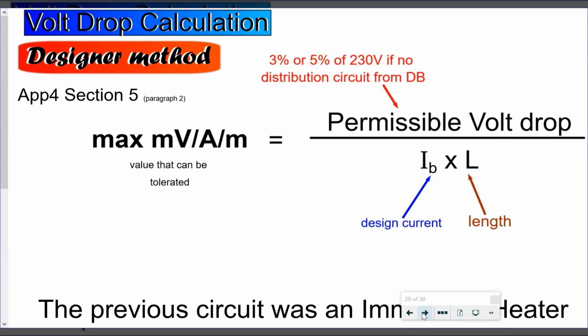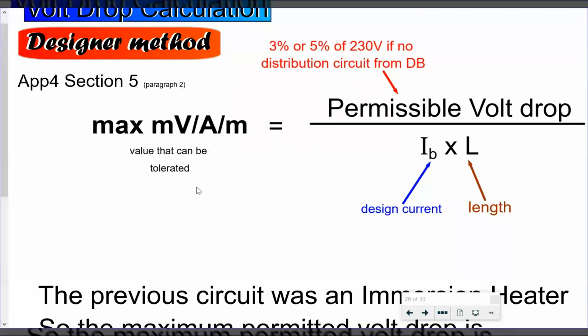So there are two methods in which we can carry out volt drop. First one we're going to look at is the one that's identified in Appendix 4, Section 5, Paragraph 2 in writing. It's the second sentence in that paragraph, where we can take the permissible voltage drop, be that 3% or 5% on a 230 volt system if there's no distribution circuit, and then divide that by the design current multiplied by the length, and that gives you your maximum millivolt per ampere per meter value that can be tolerated.